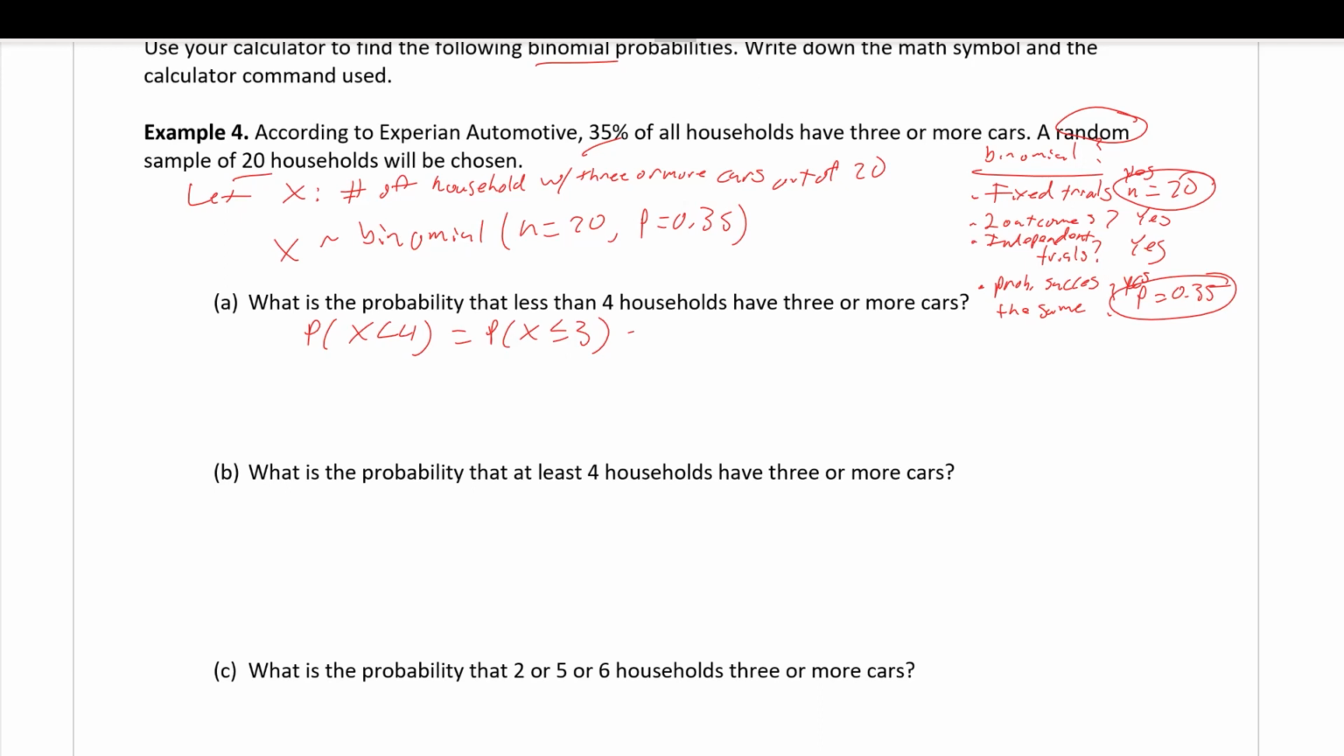And we know that for less than or equal to, that's just binomial CDF, where you have your n, your p, and your x. Your n in this case is 20, your p in this case is 0.35, and your x is 3. You punch that into your calculator, just like the way we did before, and you get 0.0444.